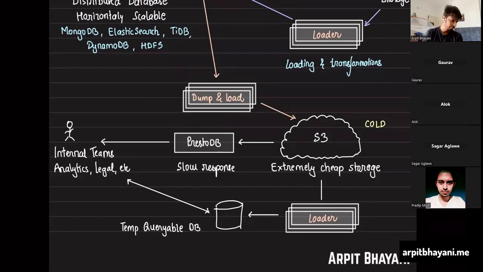So when you're storing data on S3, let's say I define that after 6 months, my data should go into the cold tier. So after 6 months, my data is in S3. But now let's say I want to query the data. How would I query the data?